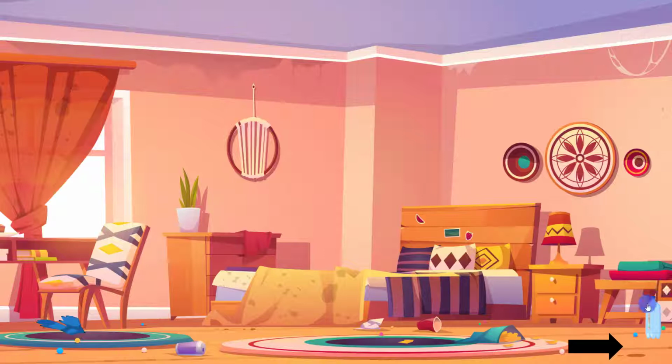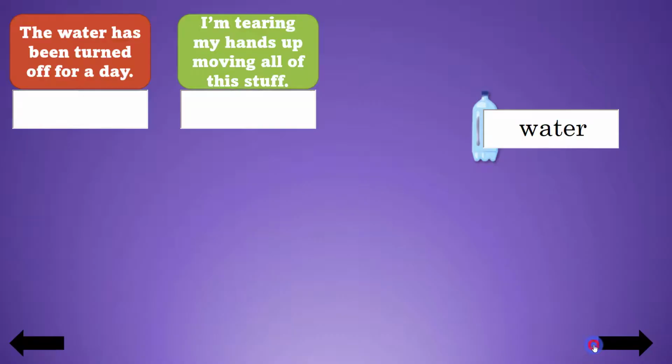So I'm going to click on this water bottle here, and as you can see, when I click on it, it disappears. And so I'm going to click on the next arrow, and now water is an available choice that I can make. And so I'm going to select water and move it into this dialog box here.